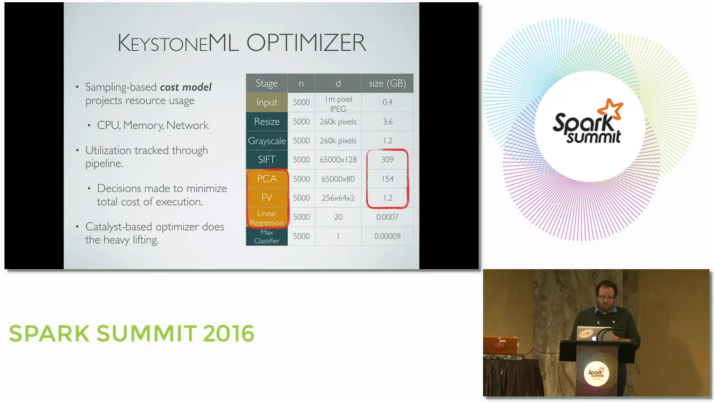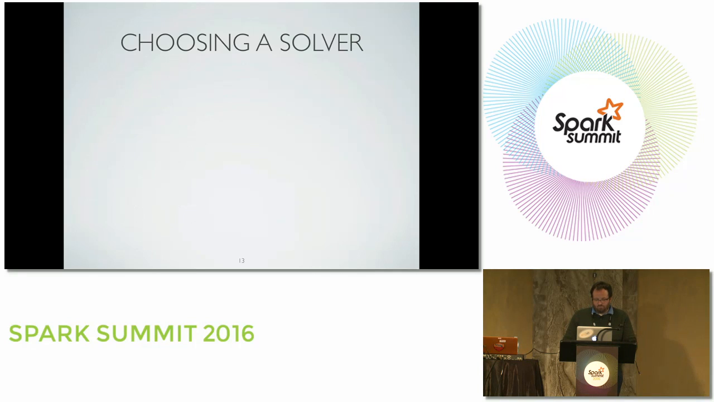The whole KeystoneML optimizer is actually built on Catalyst, the Spark SQL optimizer. We have our own completely different set of rules than what goes on in Spark SQL, but we're reusing that great piece of software from the Spark community to drive a lot of this.